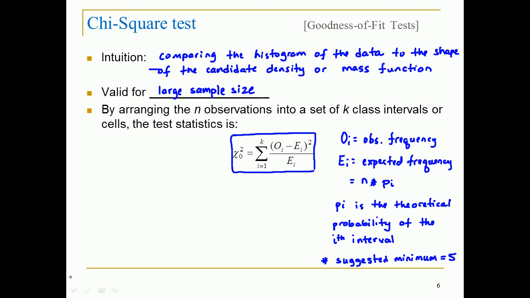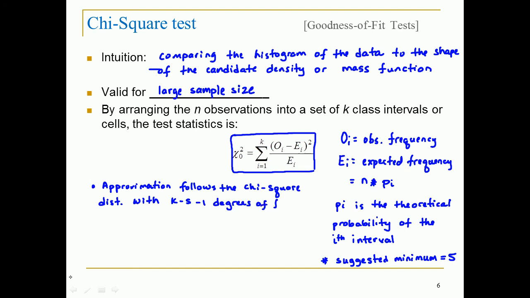This approximation follows the chi-square distribution with k minus s minus 1 degrees of freedom, and s is equal to the number of parameters estimated by the sample statistic.